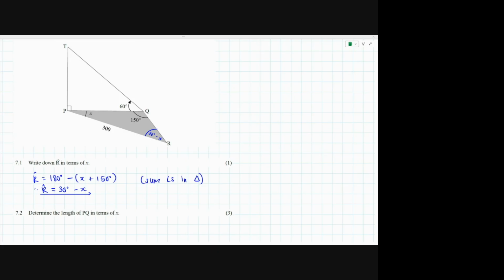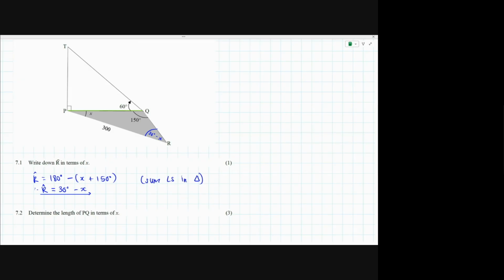Right, the next question says determine the length of PQ in terms of X. Again, we identify where PQ is. I don't know if you remember, this might have been a conversation I had in my head and not actually with you. The side joining your two triangles is often important as well.